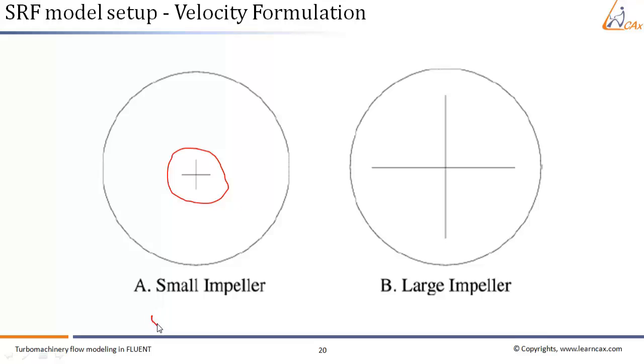So in this particular case, we can use the absolute reference frame, and in the second case, we are going to see why we are going to use the relative reference frame. In case B, most of the flow is expected to be rotating with a velocity close to that of the impeller, hence the relative velocity formulation is appropriate, because the size of the impeller is much larger compared to the overall domain. So it is almost comparable to the overall CFD domain size. So in this situation, we can go with the relative velocity formulation.